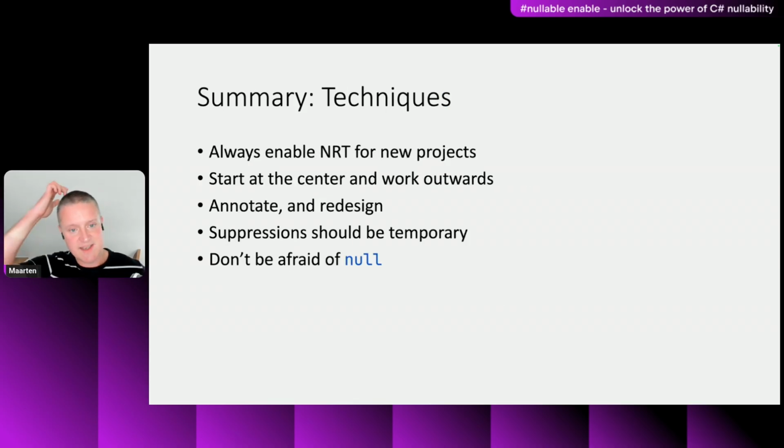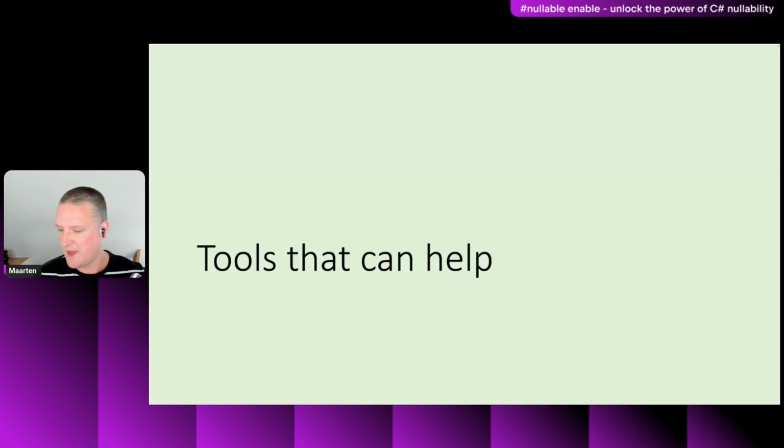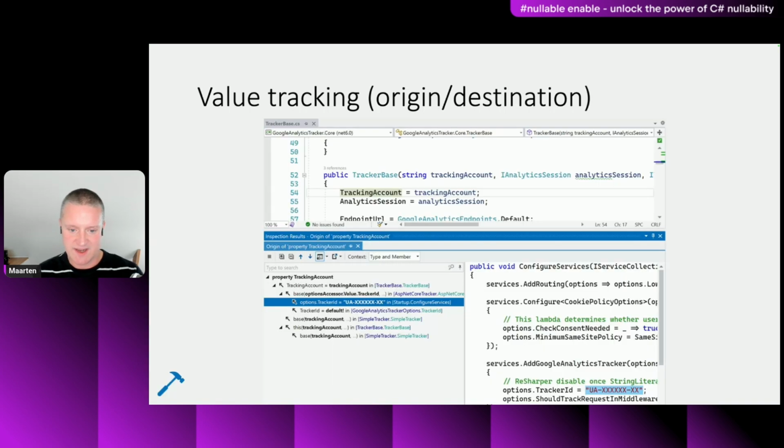So in terms of techniques: always enable nullable reference types for new projects, start at the center and work outwards, annotate, redesign if needed, suppressions are temporary, and don't be afraid of null. Right, a couple of tools that can help, and that's going to be the last section, I promise. I can keep talking, but I promise.